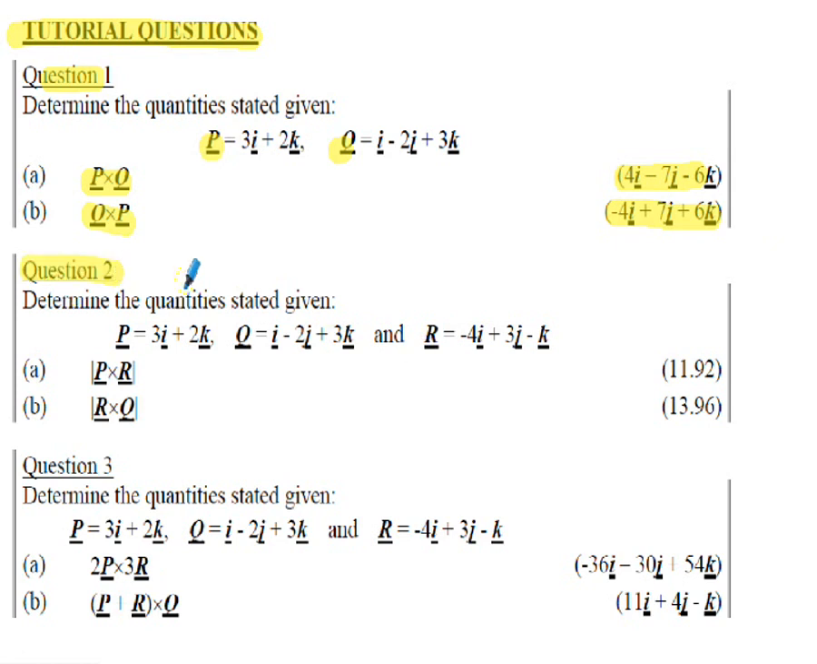Question 2 is giving us three vectors this time. It wants us to find the modulus of vector p crossed with r, and it wants to find the modulus of vector r crossed with q. Question 3, again giving us three vectors. This time it wants us to find 2 times the vector p and then cross that with 3 times the vector r. And part B of question 3 wants us to add vectors p and r together and then cross them with q. All the answers are given on the right hand side in the brackets.